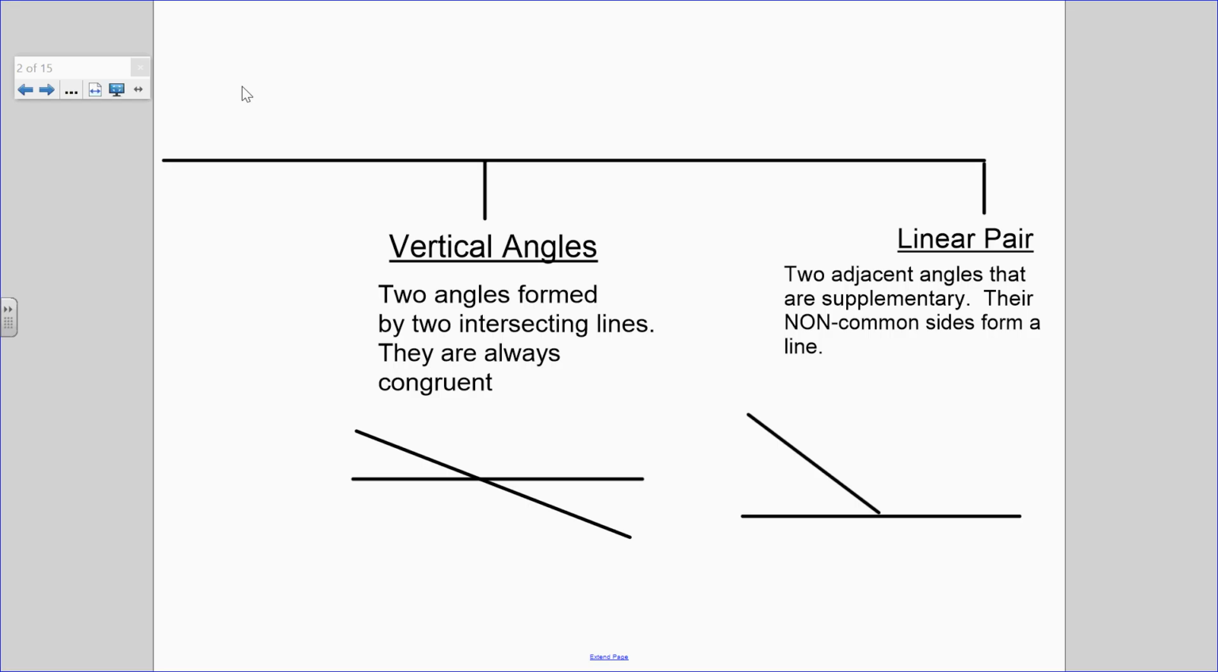Vertical angles and linear pair. So vertical angles are two angles formed by two intersecting lines. They are always congruent. I'm going to get into what this word congruent means shortly. For now, just write the word congruent. And then linear pair are two adjacent angles. You already know what adjacent means. That was our first angle relationship.